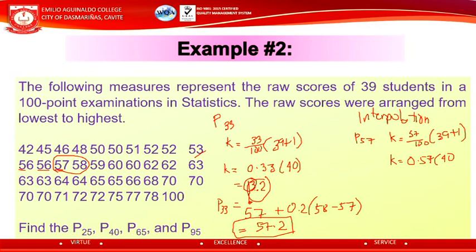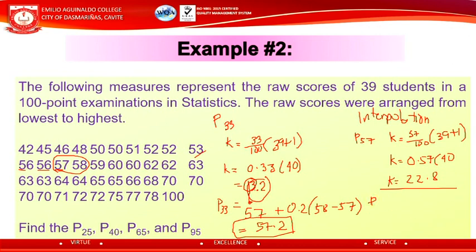Okay, so if we're going to solve for this, let me just use my calculator. I'm not so certain of these values. So we have 0.57 multiplied by 40. It will give us 22.8. So the K is located at 22.8 data point. We know that this is in between the 22nd and the 23rd data point.